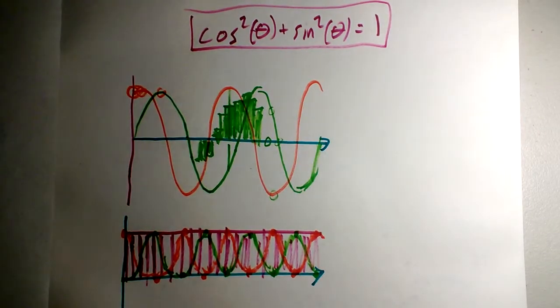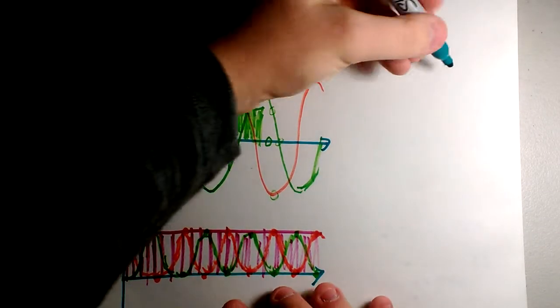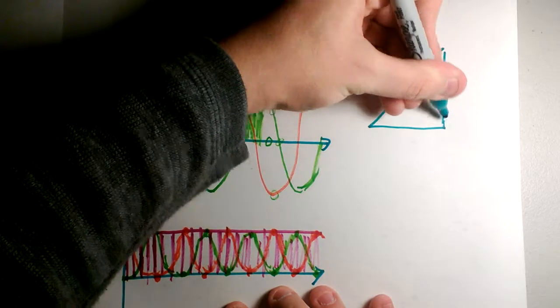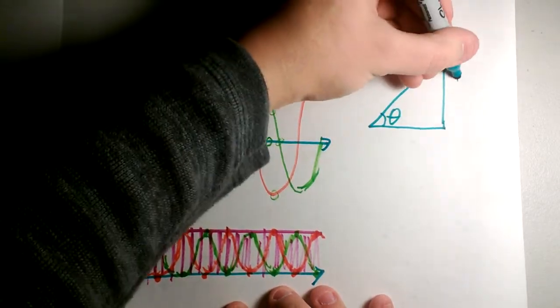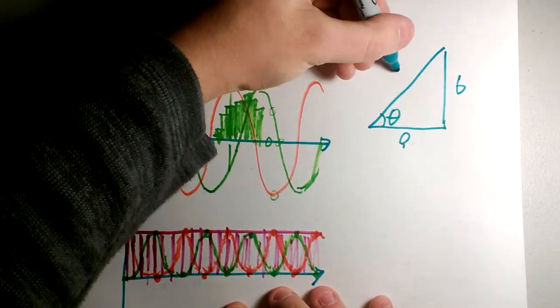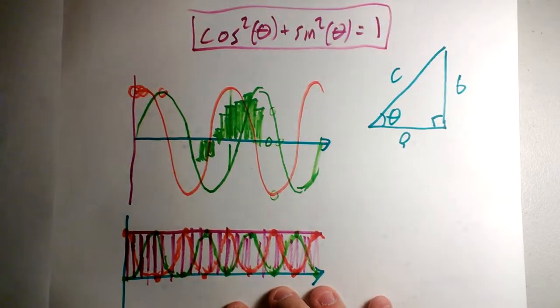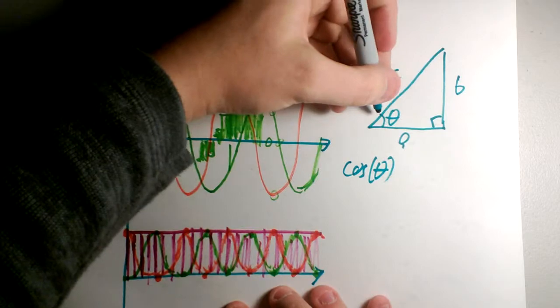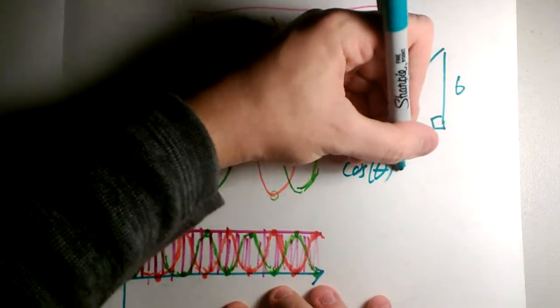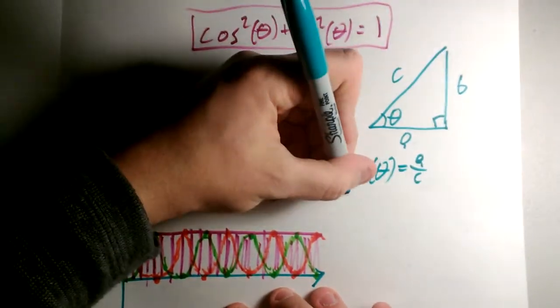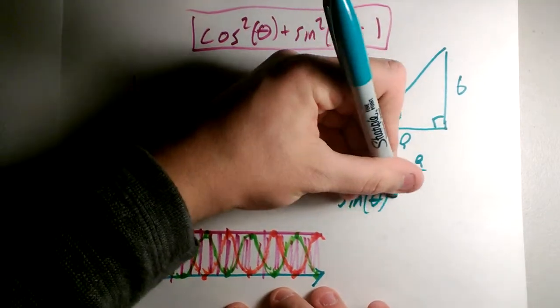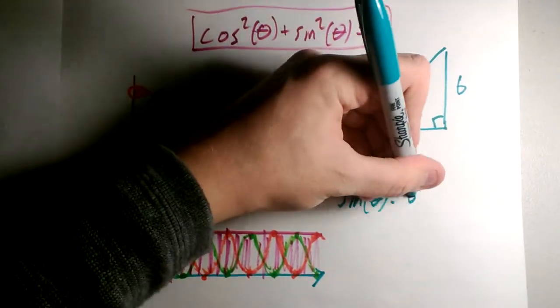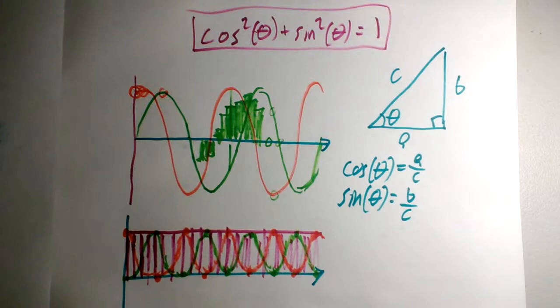And so how are we going to use that? Let's draw a triangle. Label a theta. Let's call this theta. Let's call this B, this A, and this C. Cosine of theta, it's always the x one if theta is right here. So it's A over C. And sine of theta is B over C. It's the exact opposite ratio.